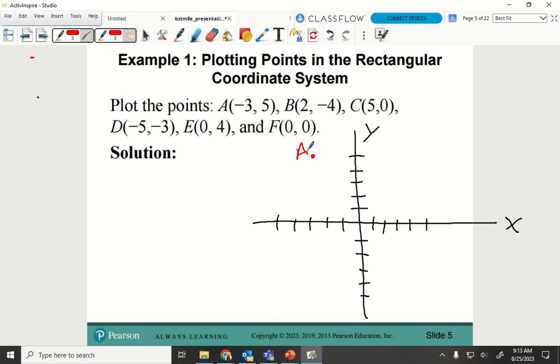Next one, B. I'm going to the right 2, and then 4 down, because it's negative, so it's going to go down.